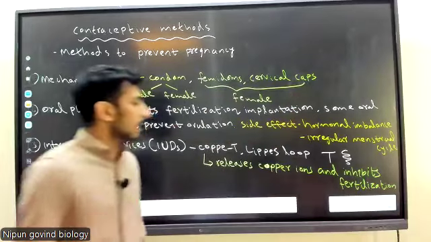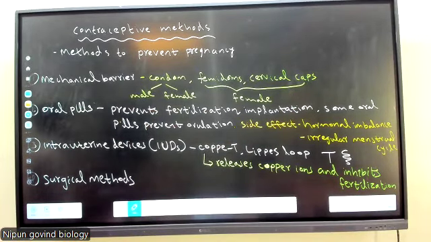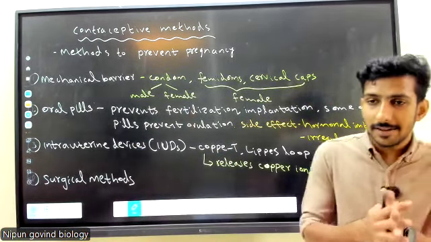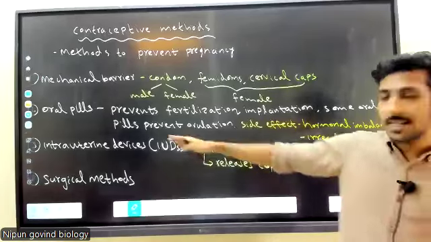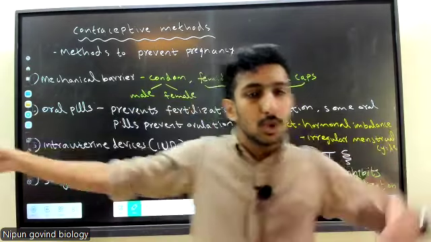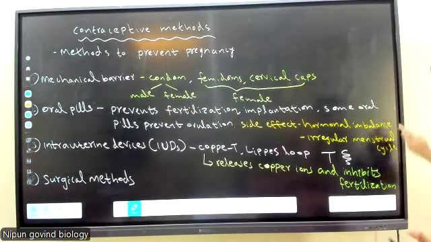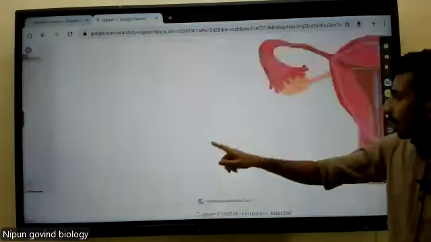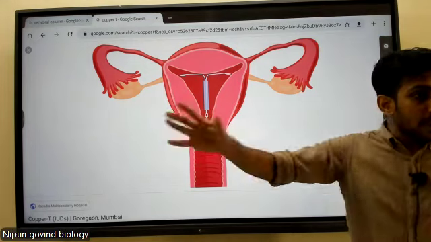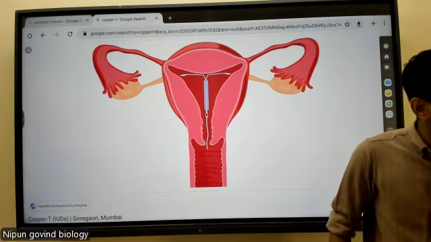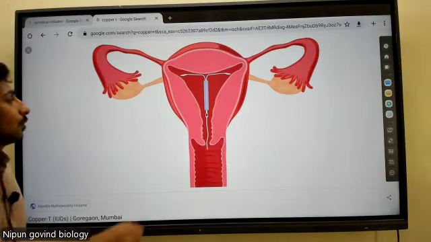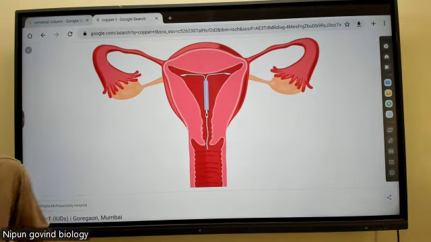Releases copper ions that kill sperms and inhibit fertilization. Guys, the most effective method of contraception is intrauterine devices. If you don't want to have babies for 5 years, you can use the copper T. Not a single one, not 5 years, you have to replace this. Understood? And after 5 years, whenever you want to have a baby, you can remove that. Then the baby factory is open. Got it?